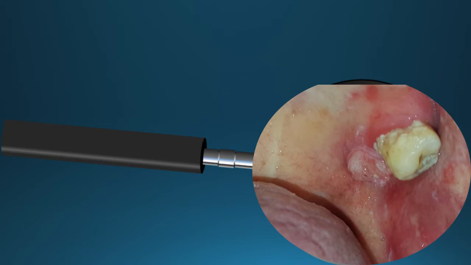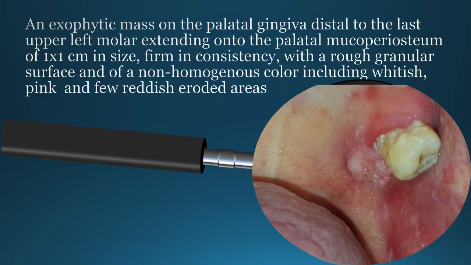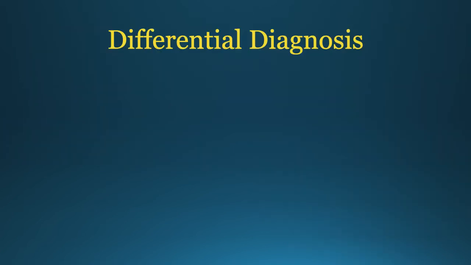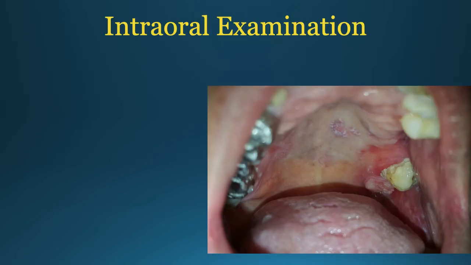So let's check the description. We have an exophytic mass on the palatal gingiva distal to the last molar, and this mass extends to the mucoperiosteum on the palatal side. It's 1 centimeter by 1 centimeter, firm in consistency with a rough granular surface, and of non-homogeneous color, including whitish, pink, and a few reddish eroded areas. So now we reach the differential diagnosis. I don't know if you could go back to this lesion.